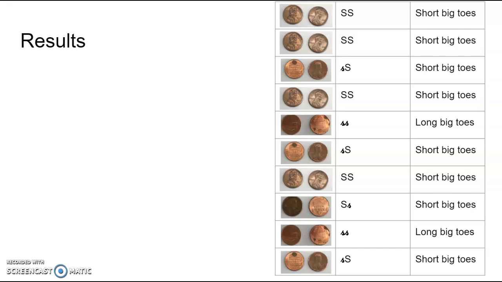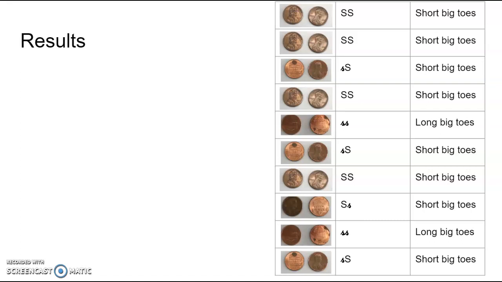Now in your lab, you were supposed to flip the coins 100 times. So, 2 pennies 100 times to represent 100 offspring. Here you can see that I've flipped the pennies a total of 10 times, but that'll at least give us an idea of the kinds of results and what you should have gotten.